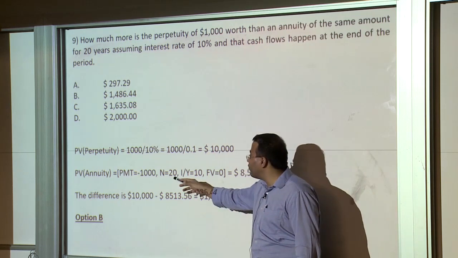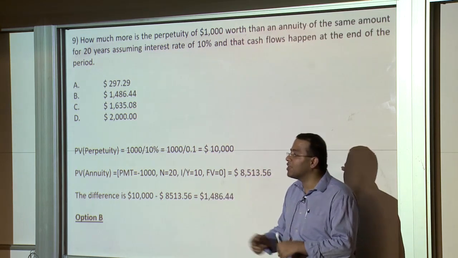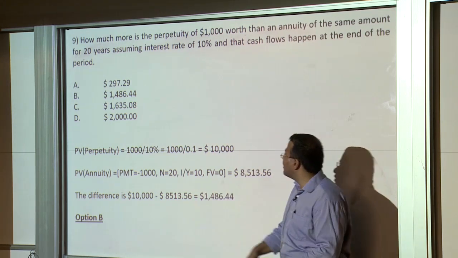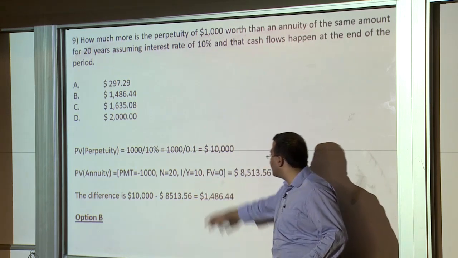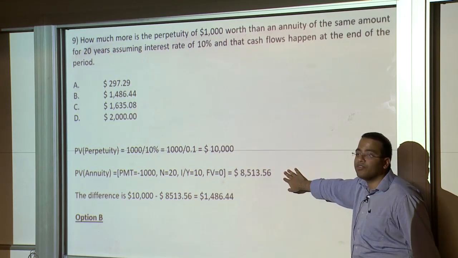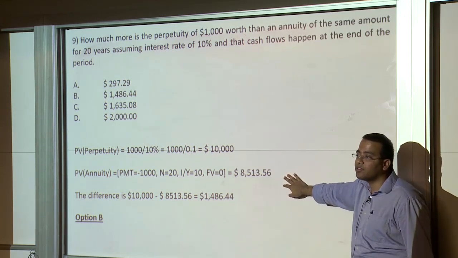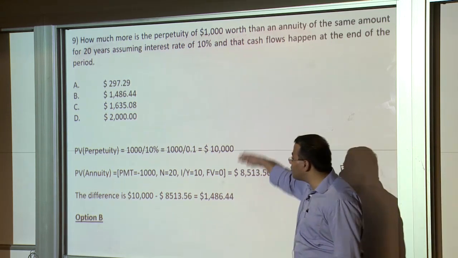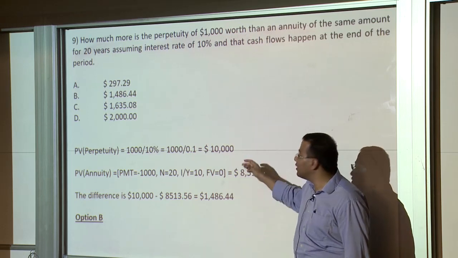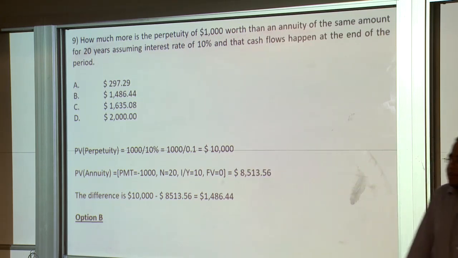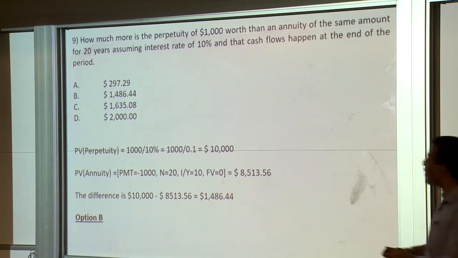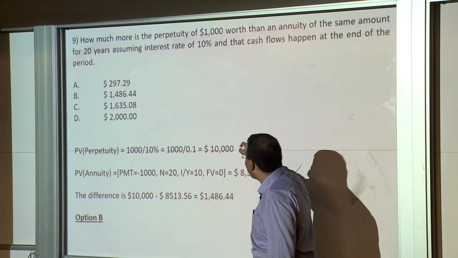The present value of the annuity, you can again feed the data points on your calculator. There's a PMT of 1,000. Put in the negative sign if you want the positive answer. There's an n of 20, an I/Y of 10, and a FV of 0, so you get a PV of the annuity as about $8,500. The difference between these two is what we're looking for, and it is about 1,486.44. Extremely straightforward. You just need to be able to calculate these two numbers correctly.